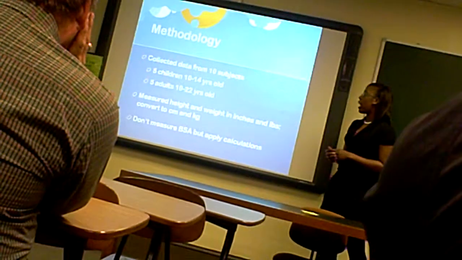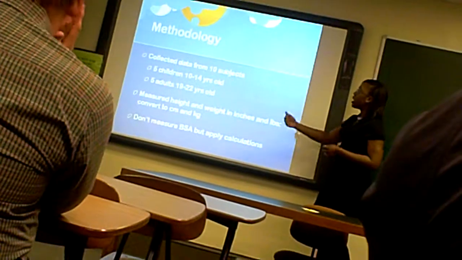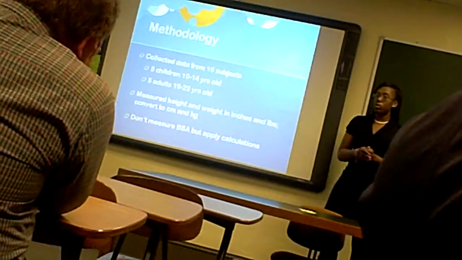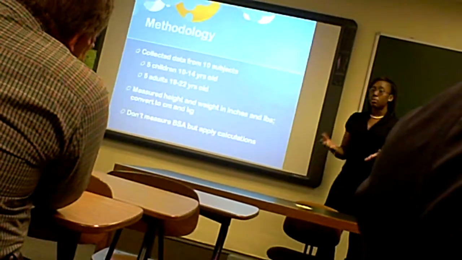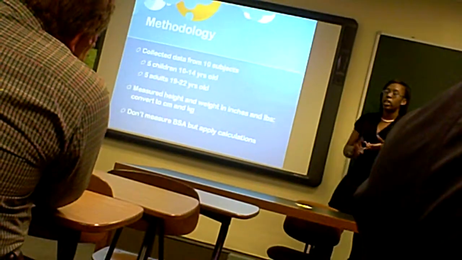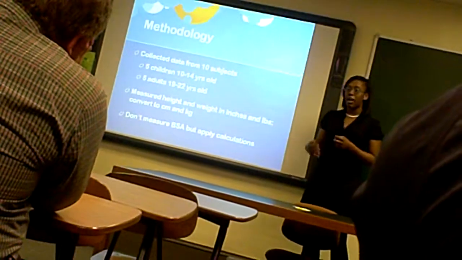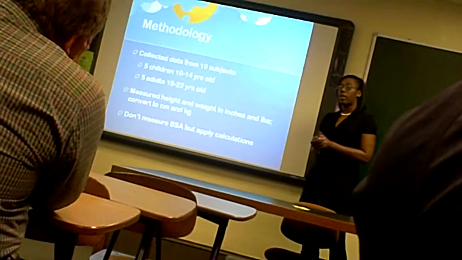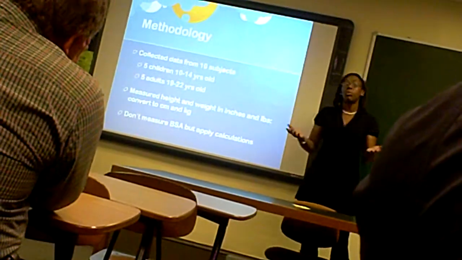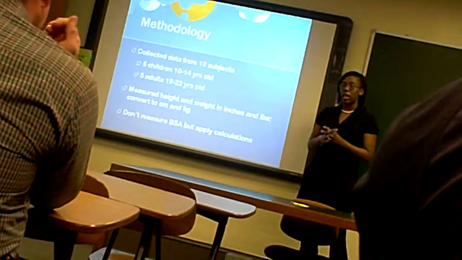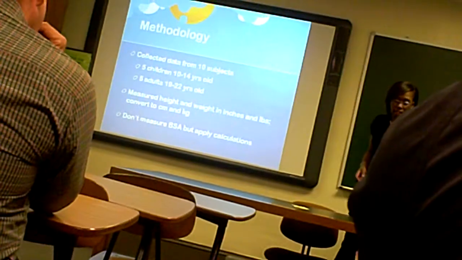My methodology was that I collected data from 10 subjects, 5 children ranging in age from 10 to 14, and 5 adults ranging in age from 19 to 22. And my subjects were very diverse. I had African American, Caucasian, Hispanic, and Latino subjects. I measured their height and weight in pounds and inches and converted to kilograms and centimeters and applied them to the models that I previously stated. And it's important to note here that I didn't directly measure body surface area. I applied geometric calculations, which I will talk about in a second.